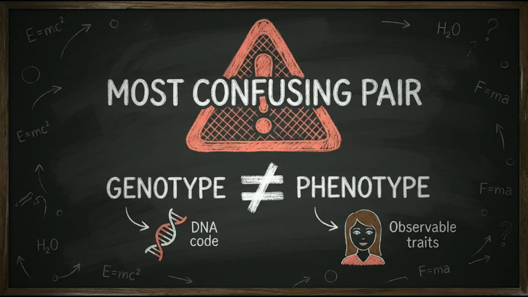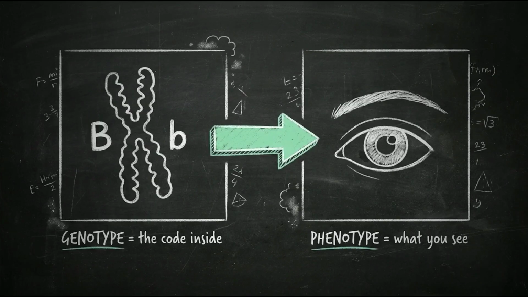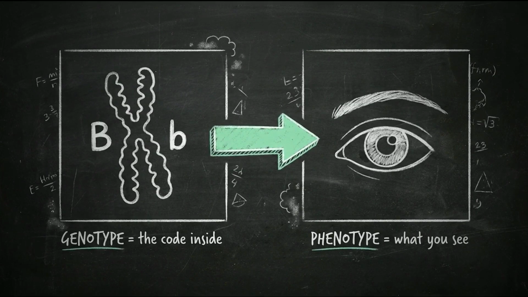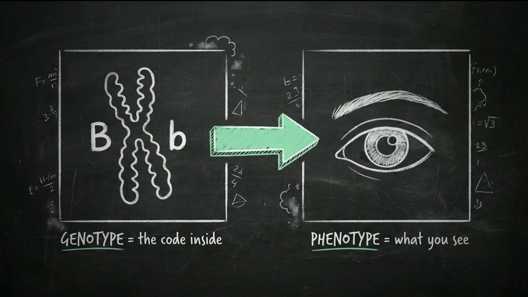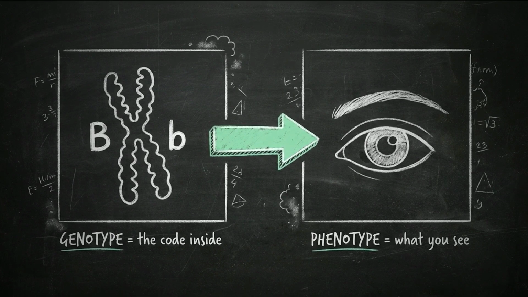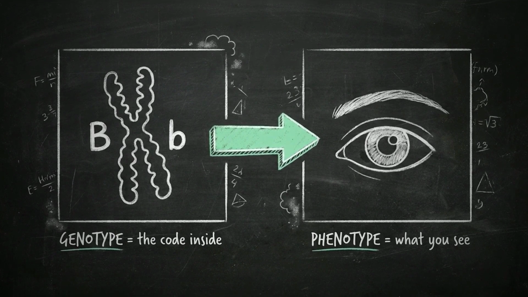Word 5 and 6. Genotype and phenotype. This pair causes more lost points on biology tests than almost anything else in genetics. Your genotype is your actual allele combination, the letters themselves. BB, Bb, or bb. It is what is written inside your DNA.